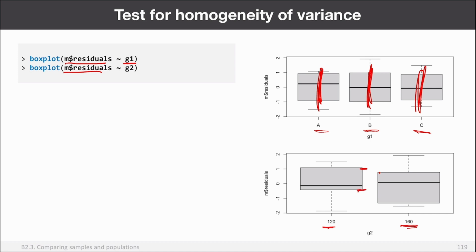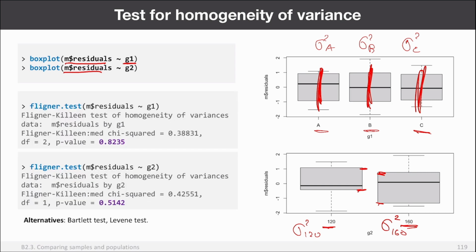So you can see the boxes are almost identical. So this is a good sign. It means that very likely our default assumption is true. So the variance of population A, population B, and population C are the same for each, regardless of which temperature you use. And also the variance for temperature 120 and temperature 160 for these populations is the same. But it's a good idea to run a test in order to check it.